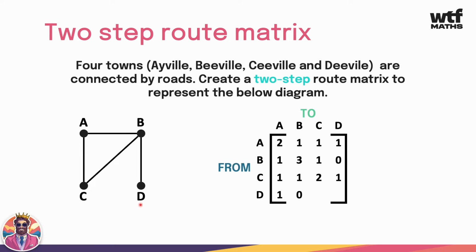Next one, D to B is not possible because you can get there, but then you have to step off it, so it's not going to happen. D to C, you can go from D to B and then to C, so there's one way to get there. And last but not least, D to D, go D to B to D. And that's our complete matrix on the right over here.